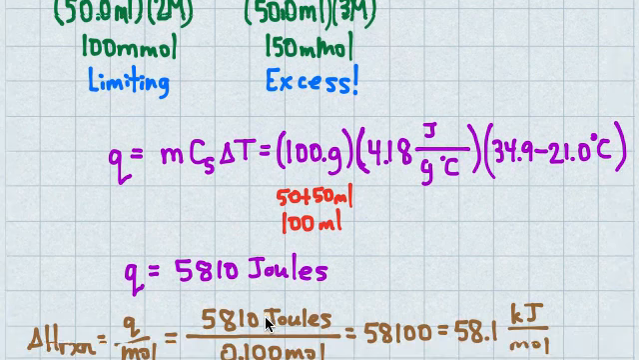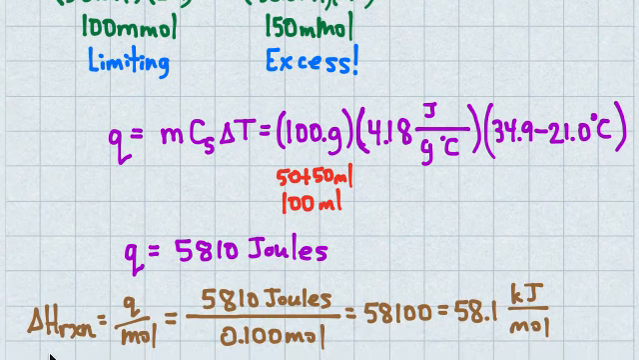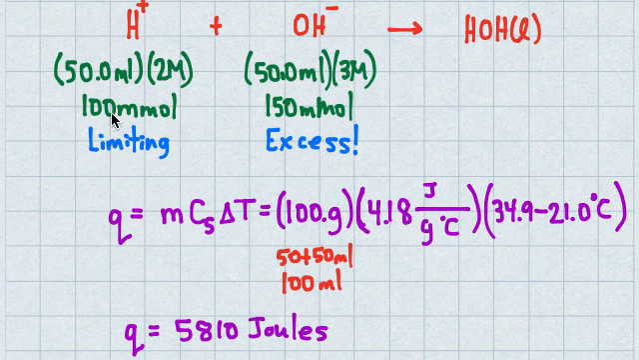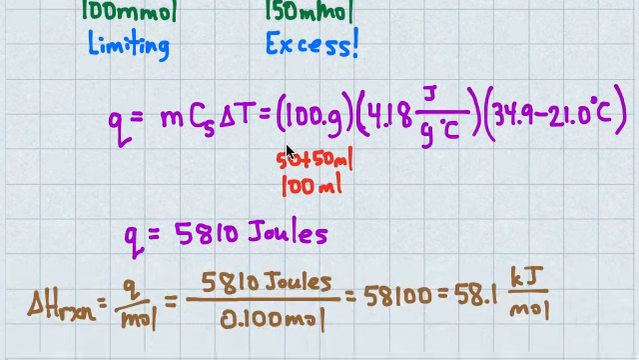But like I was saying earlier, delta H is Q per mole, so I took that per mole, and I had 100 millimoles, which is also called 0.1 moles of this reacting. So I did divide by the moles of stuff reacting. Comes out to 58 kilojoules.